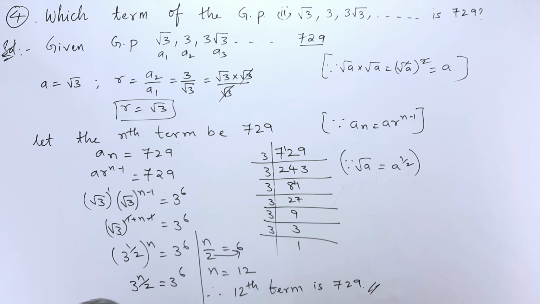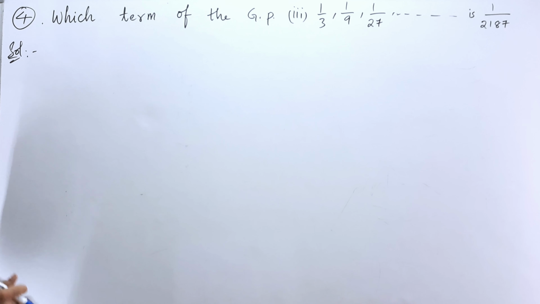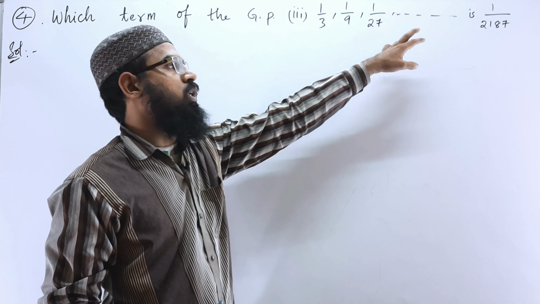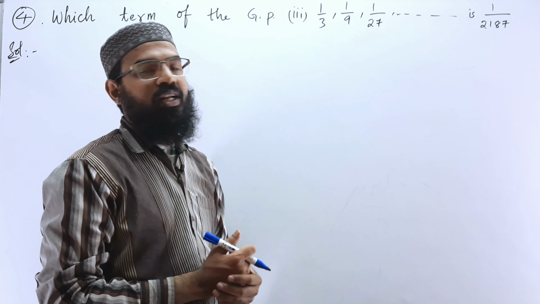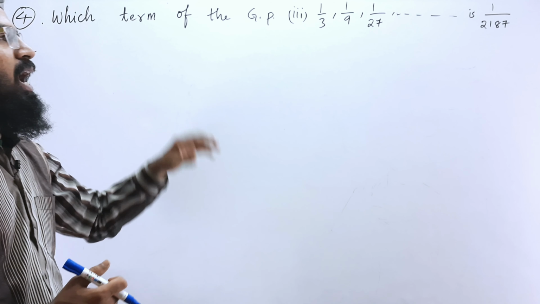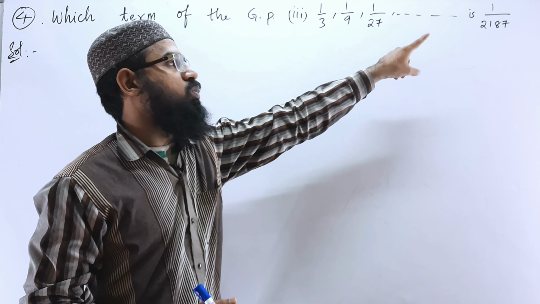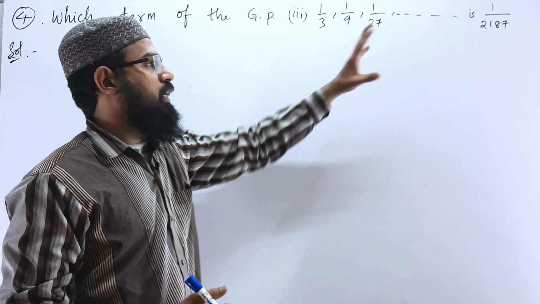729. Third, 1 by 3, 1 by 9, 1 by 27 and so on, up to 1 by 2187. So we have to find which term of this GP is 1 by 2187.